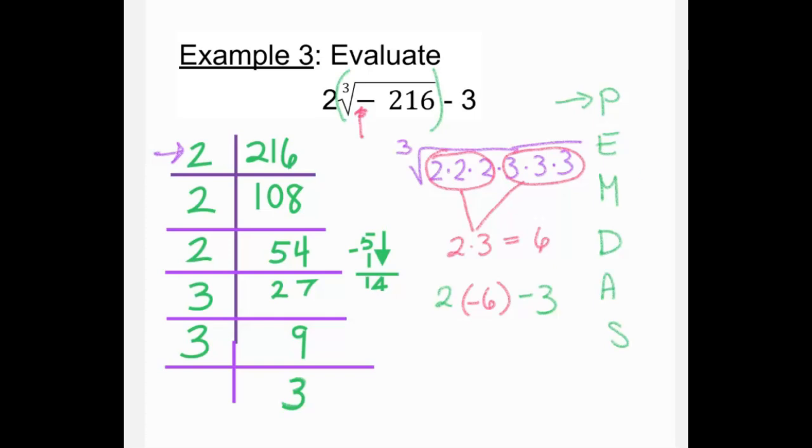And then we go through the order of operations again. So I have a multiplication, so we have 2 times negative 6 gives us negative 12. And we do not have a division. We do not have an addition. I do have a subtraction. So we have negative 12 minus 3, same sign. We're going to go ahead and add them. So that becomes negative 15. So our final answer is negative 15.